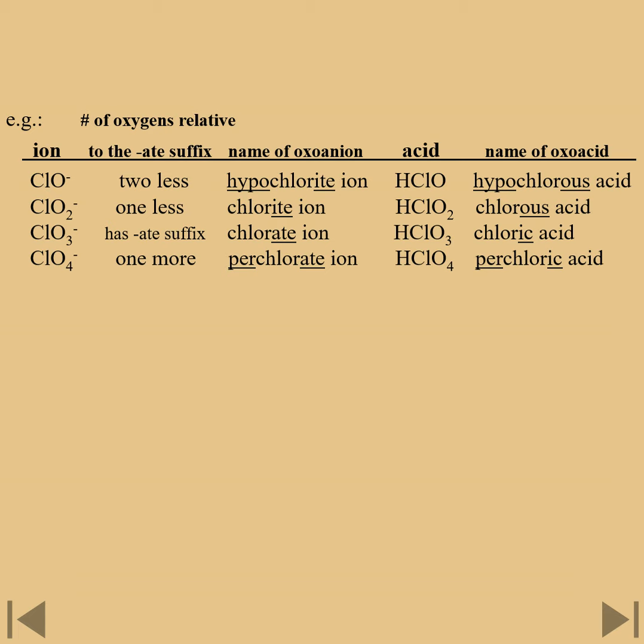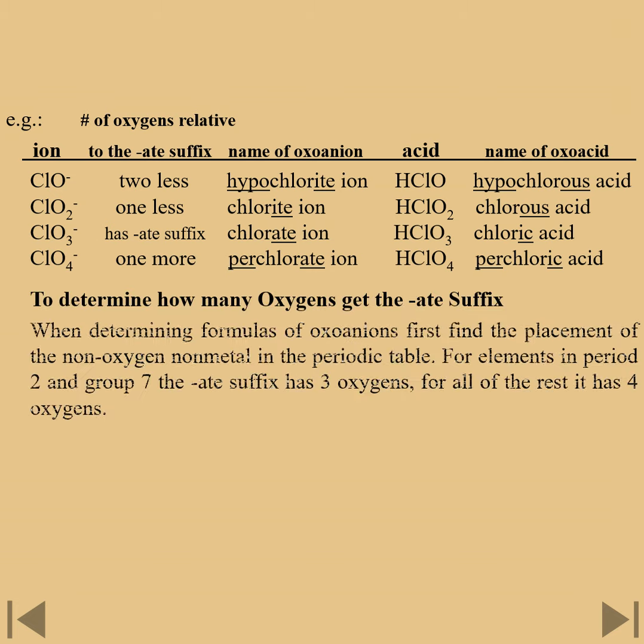Over on the right, we see the parent acids and their names, and they still have the hypos and pers if needed. But instead of -ites, we have -ous, and instead of -ates, we have -ic. Just know that, and don't worry about that, because we're going to talk about this more in a little bit. So for right now, let's just pay attention to the ones on the left. The ions, the oxoanions, the -ates and the -ites, the hypos and the pers. Okay, so it sure would help if we knew how to determine how many oxygens get the -ate suffix, and we can determine that by using the periodic table.